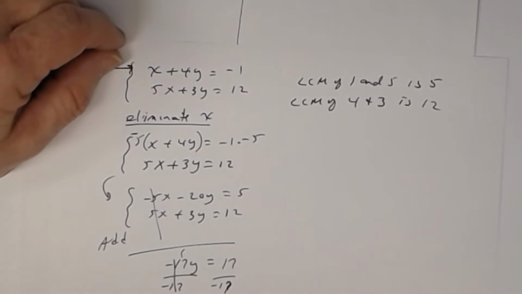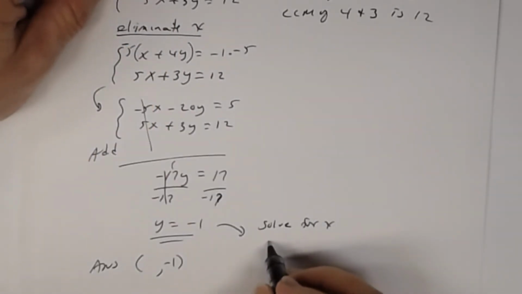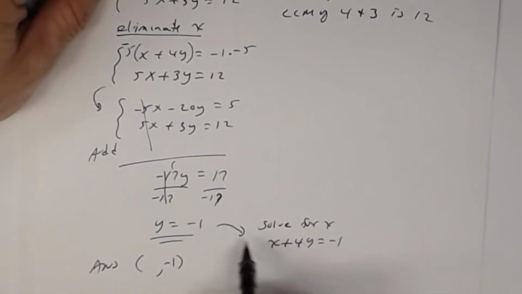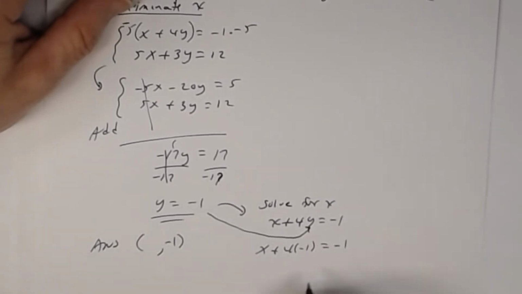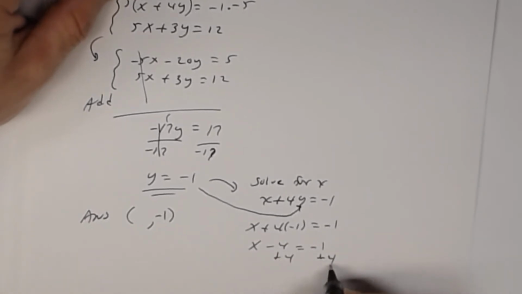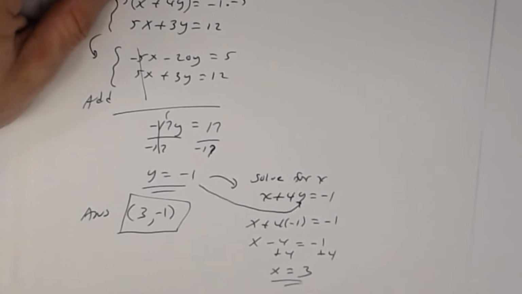So to solve for x, you're going to use one of the equations. So x plus 4y equal negative 1. And in place of y, you're going to substitute negative 1. So I get x plus 4 times negative 1 equals negative 1. x minus 4 equals negative 1. Adding 4 to both sides, I get x to be 3. So there's your x coordinate. So there's your answer. So your ordered pair is 3, negative 1.